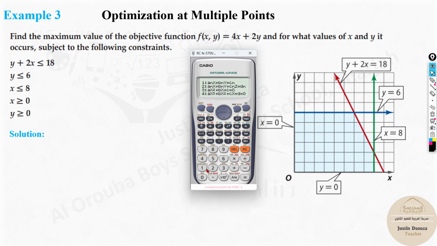You have to go to mode 5 and 1. Now let's start from the first line over here. This line is y equals 6. So it's 0, 1, and 6. I'll take this red line. That is, it's not 1, sorry. The first is the x value. So it's 2, 1, and then we have 18. So the point is 6 and 6 over here.